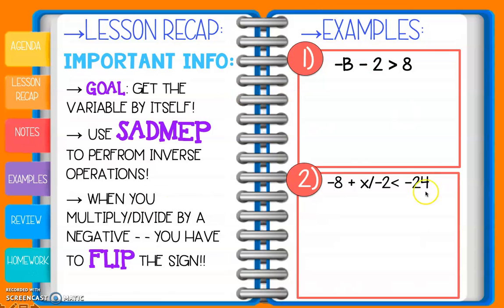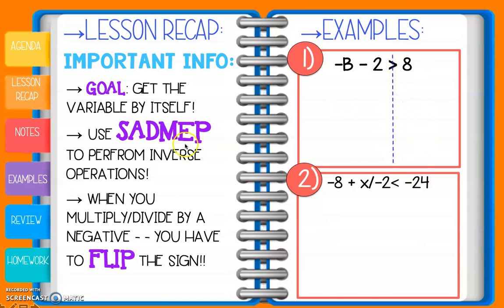Okay, so let's take a look at some examples. Number one, we have negative b minus 2 is greater than 8. Okay, first thing we want to do is draw our line, and I use a dashed line so I can still see the symbol, through that inequality sign so that we know whatever we do on the left, we have to come over here and do the exact same thing on the right.